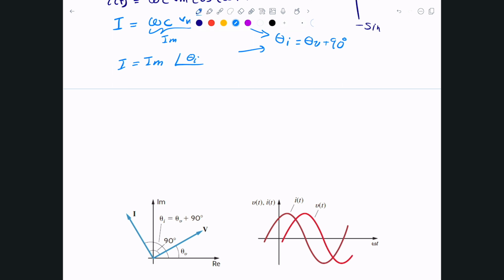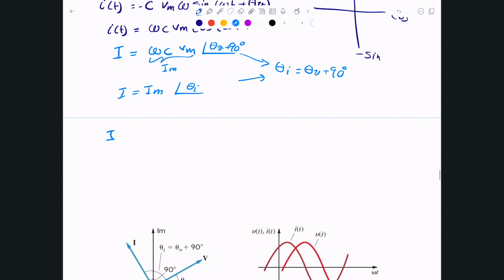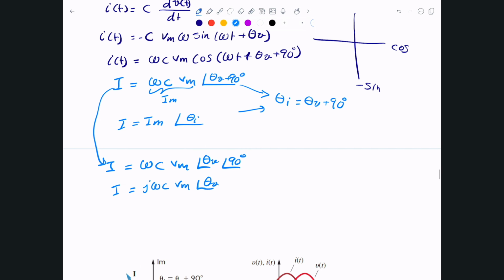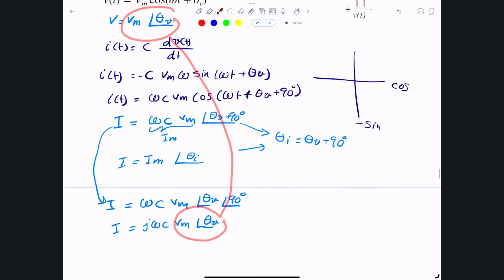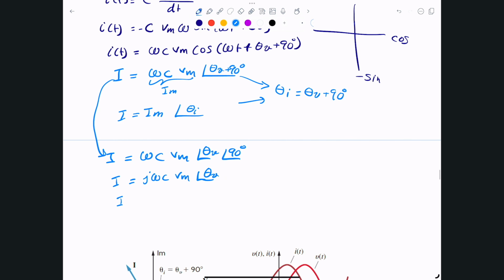All right, going back here, I'll rewrite this one. What we have is I_m, which is omega C V_m, with angle theta_v, and this 90 degrees we can represent with a j. So I is simply j omega C V_m angle theta_v. But we have seen that this is simply V in the phasor domain. So what I end up with is I equals j omega C V. That means V equals 1 over j omega C times I.